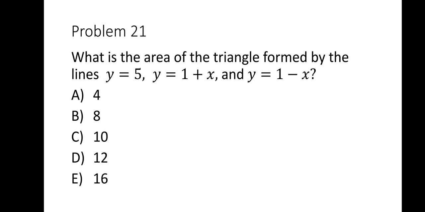What is the area of the triangle formed by the lines y equals 5, y equals 1 plus x, and y equals 1 minus x? A 4, B 8, C 10, D 12, and E 16.